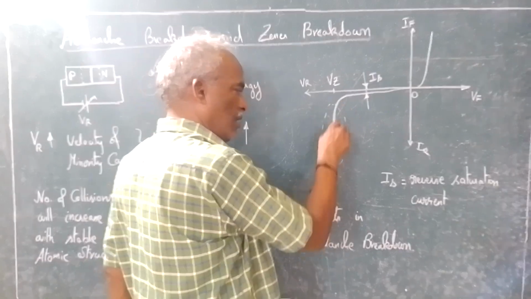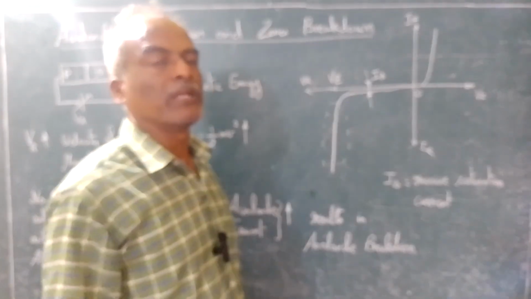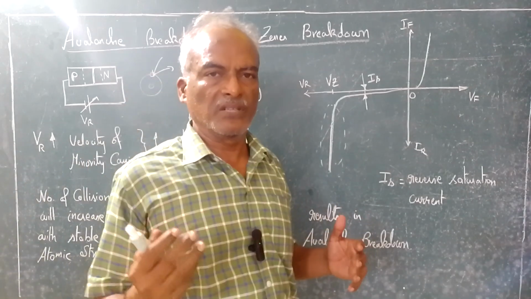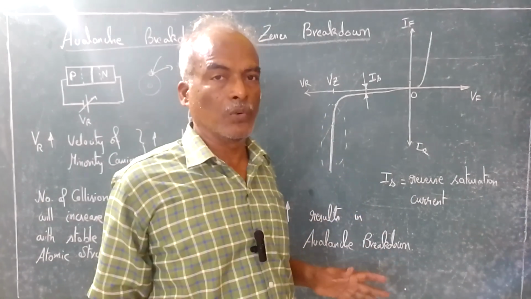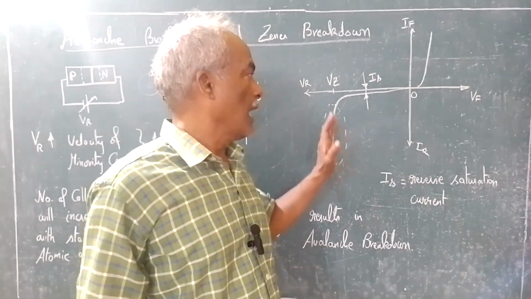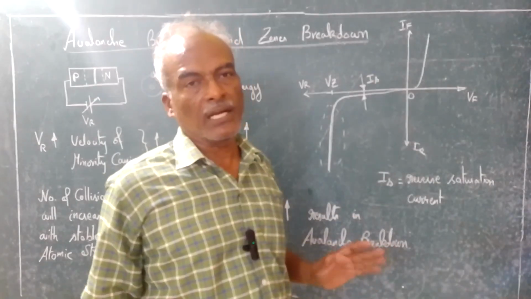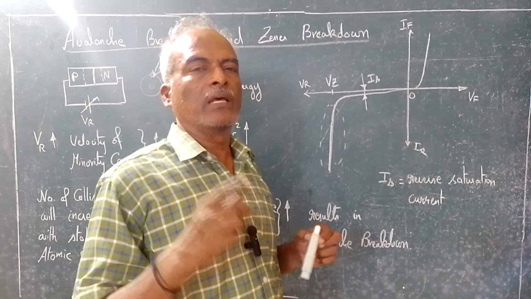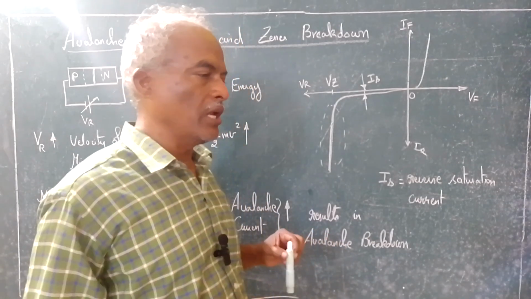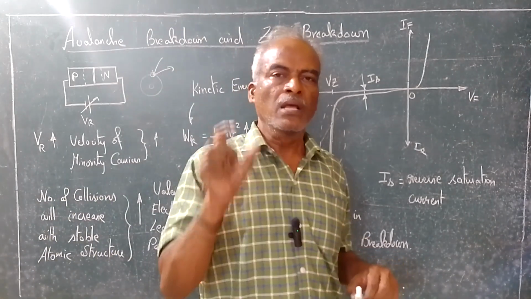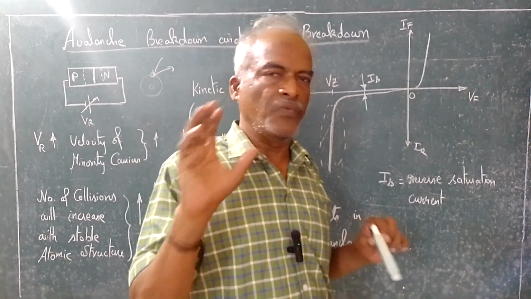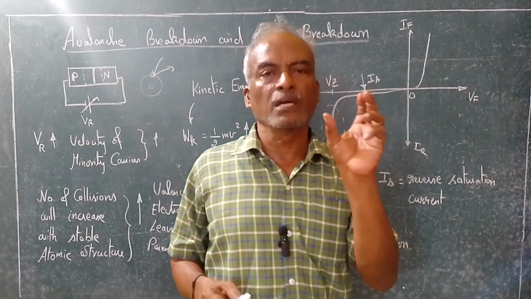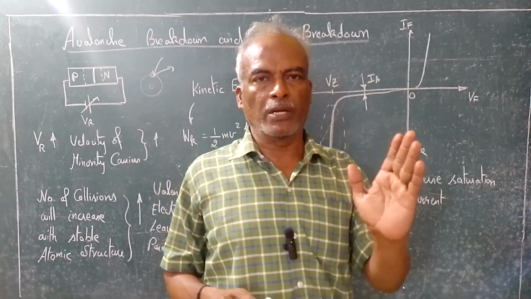At this point we get an avalanche when there is a sharp rise in the current. There is no further increase in the voltage. Even if you try to increase the voltage, it won't increase, and there is a sharp increase in the current. So that is called avalanche breakdown. And when a PN diode enters that region, the device is likely to fail. This is one point. Now coming back to the Zener region and Zener breakdown.